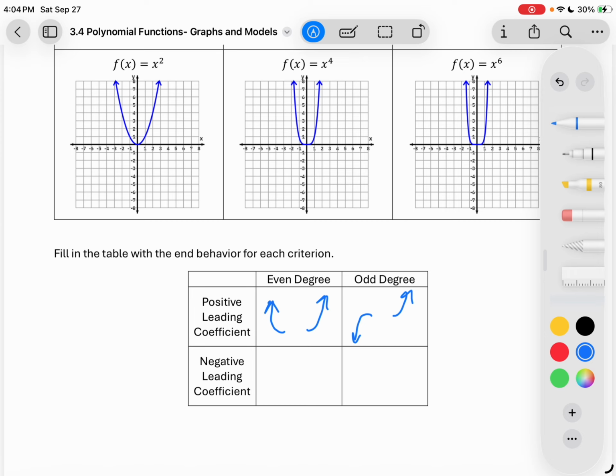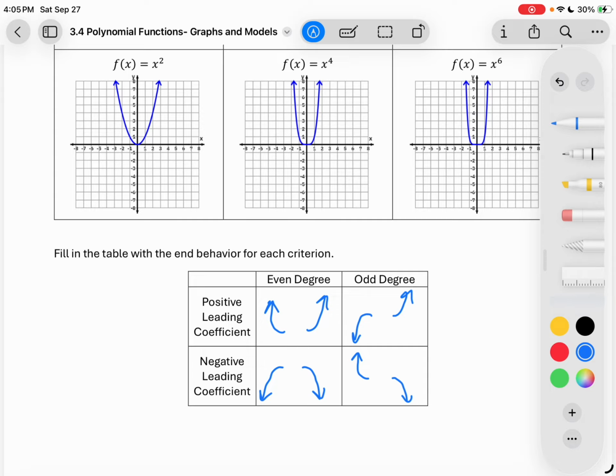Now, if you recall what happens when we multiply functions by negative values, when we multiply the outputs, it kind of flips them, right? So if I were to say negative x squared, we would have a parabola that's facing down. If I were to say negative x to the fourth, we would have the x to the fourth function going down. So if we have a negative leading coefficient, then our end behavior on even degrees would be going to negative infinity in both directions. And the negative coefficient would flip the odd degrees such that it goes to positive infinity when you go to the left and negative infinity when you go to the right.